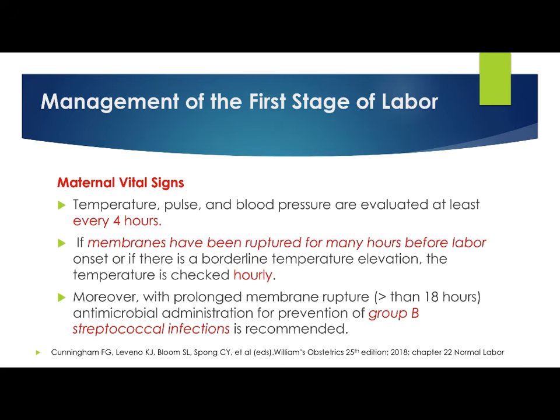So how often will you determine maternal vital signs or monitor maternal vital signs? So the temperature, pulse, and blood pressure are evaluated at least every 4 hours. Now, if the membranes have been ruptured for many hours before labor onset, or if there is a borderline temperature elevation, the temperature should be checked hourly. Moreover, with prolonged membrane rupture, that is, meaning if 18 hours have elapsed since the rupture of the membranes, antimicrobial administration for prevention of group B strep infections is highly recommended.